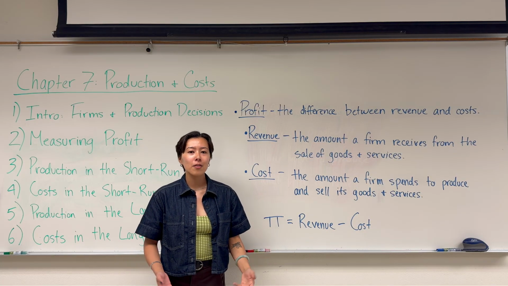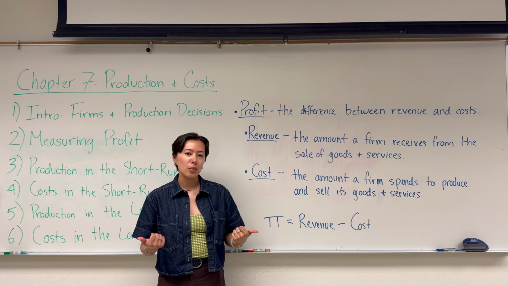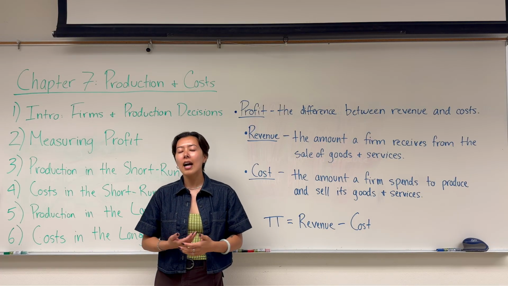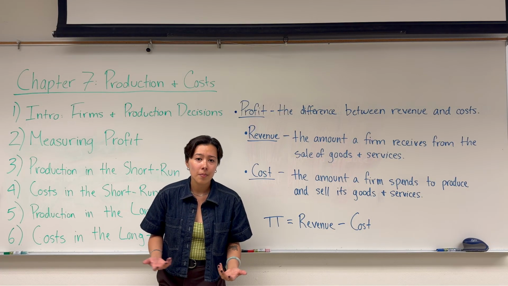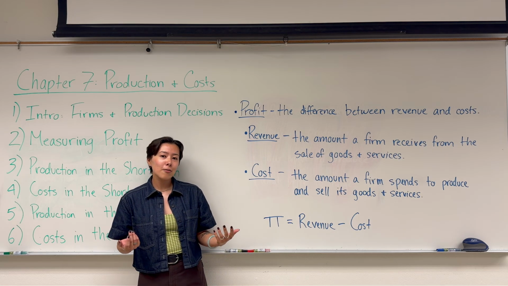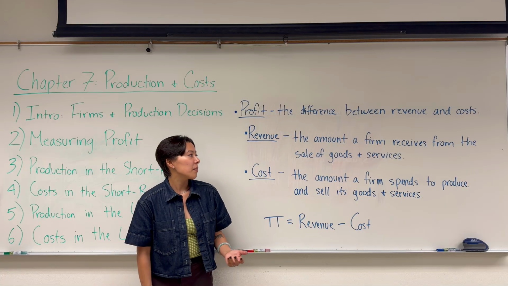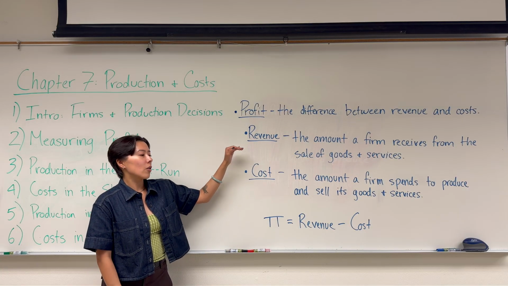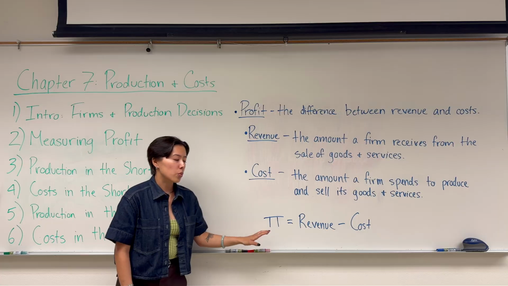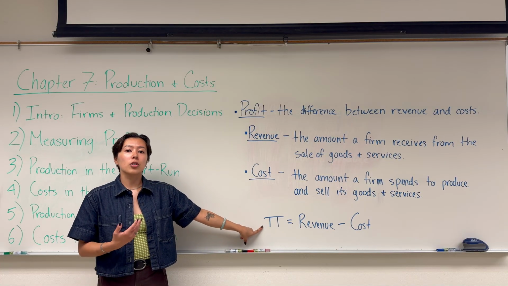If it's positive, that's great. We earned some profit. We had some money left over after we produced and sold our products. If our profit is negative, then we're not so happy, and we're going to call that a loss. That means that we spent more than what we earned. Economists use the Greek letter pi in order to represent profit.